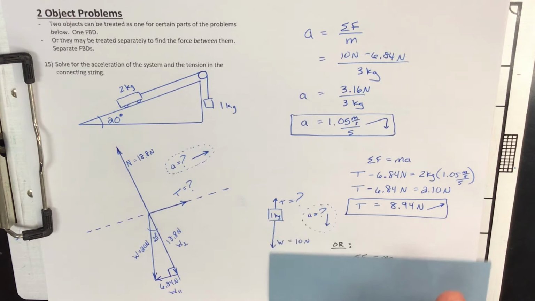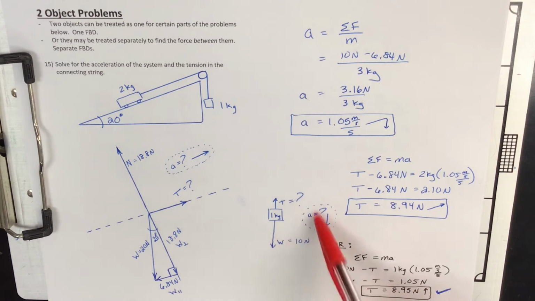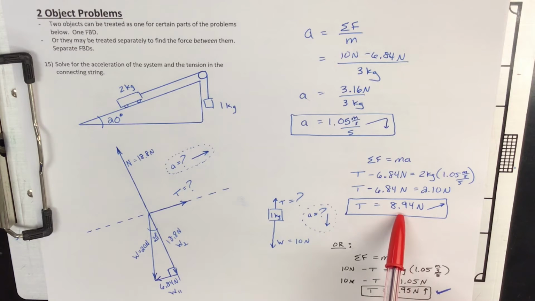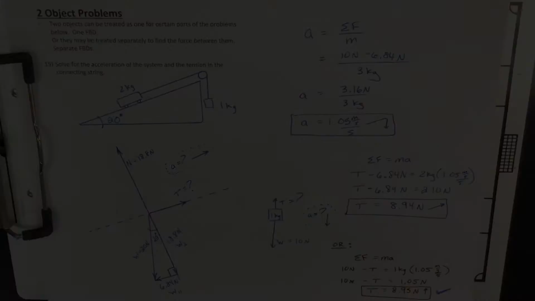Or you could solve it using the other one. Here is the other free body diagram. Down is going to be the positive direction because that's the direction of acceleration minus the tension. So 10 newtons minus the tension is equal to 1 kilogram times 1.05 meters per second every second. 10 minus T is equal to 1.05. Subtract 10, double negative, 8.95 newtons up, 8.94 newtons in that direction. Same numbers. We're good.